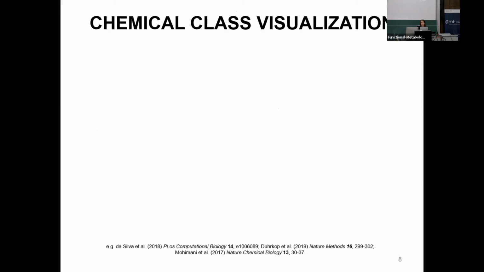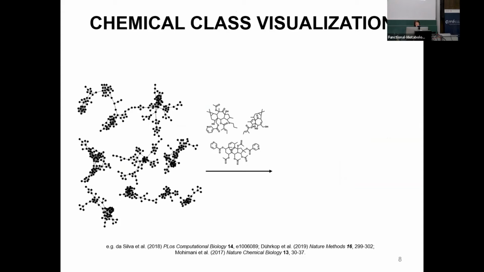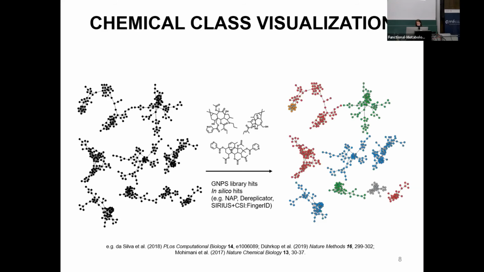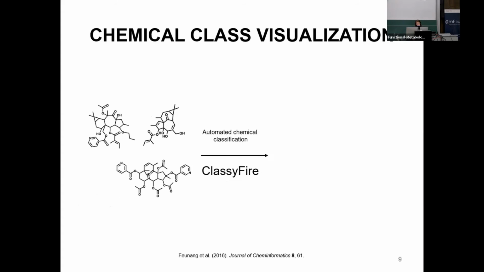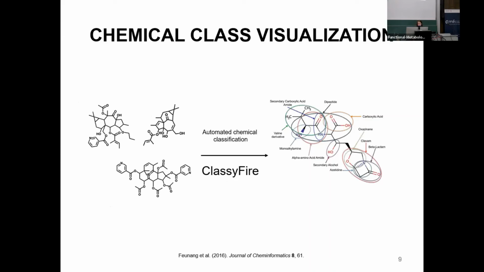And so a bit more detail on how this is done, or how we designed this algorithm. So basically, all those structures that you retrieve from in silico structure annotation or GNPS, they will be summarized into chemical classes to the network. So you can highlight them at different chemical class levels. And the way that it's done is through classifier.